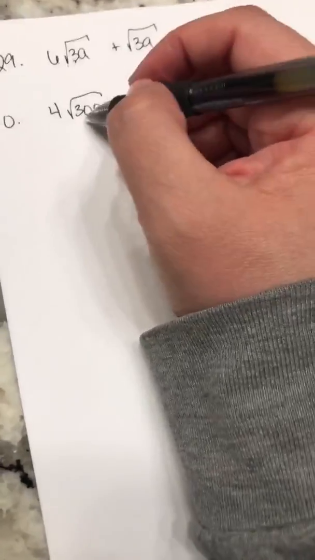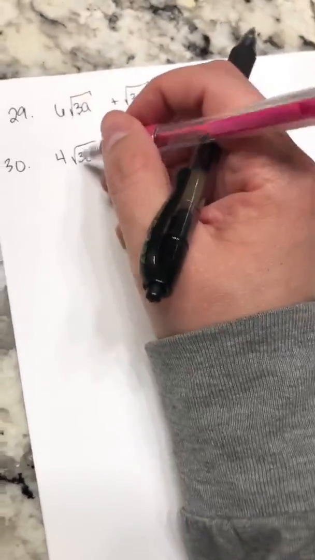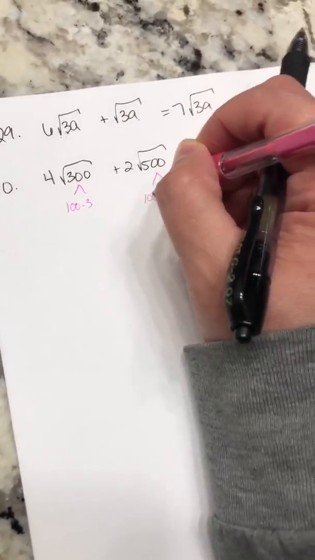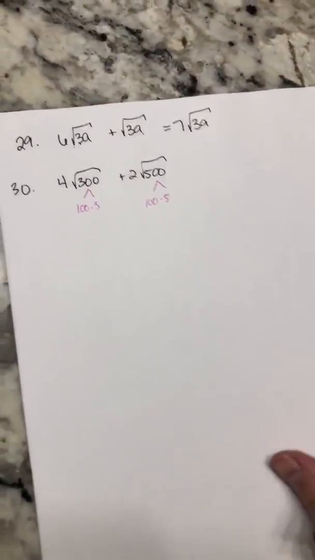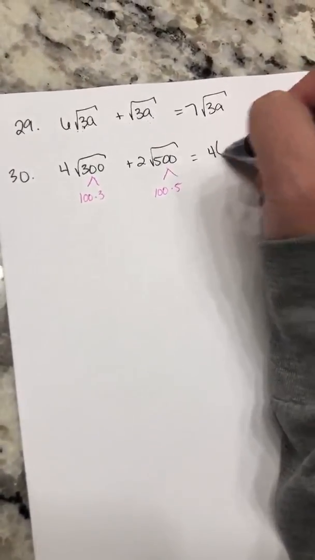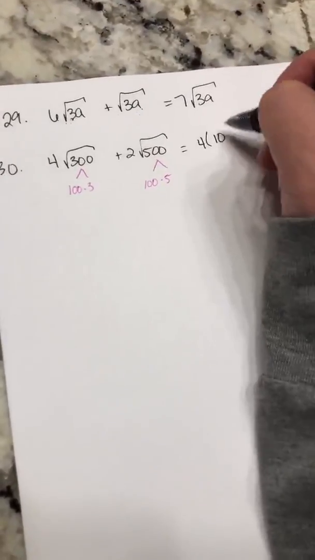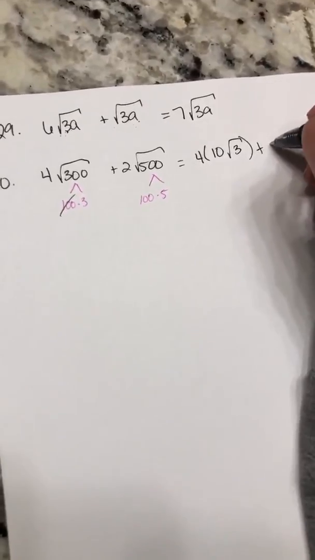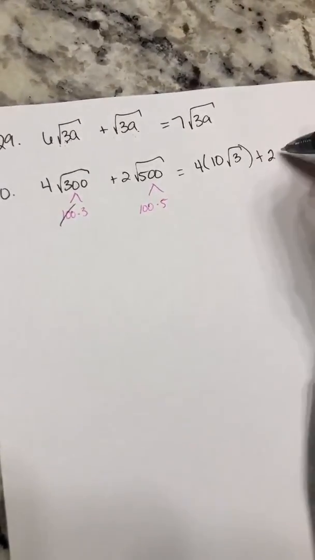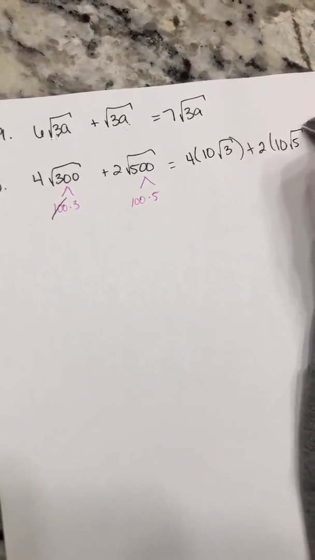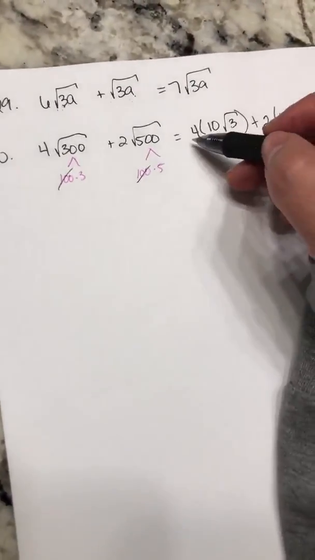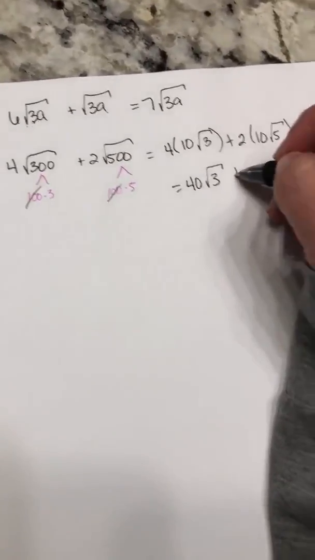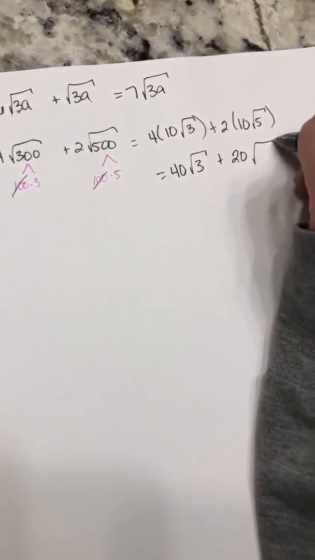So if I split this into perfect squares, the perfect square in 300 is 100 times 3, and the perfect square in 500 is also 100. It's 100 times 5. So I would have 4 times the square root of 100, which is 10. That's gone, and I've got the square root of 3 left. Plus 2 times the square root of 100, again, is 10, and I've got the square root of 5 left. So I've got 4 times 10 is 40 square root of 3, plus 2 times 10 is 20 square root of 5.